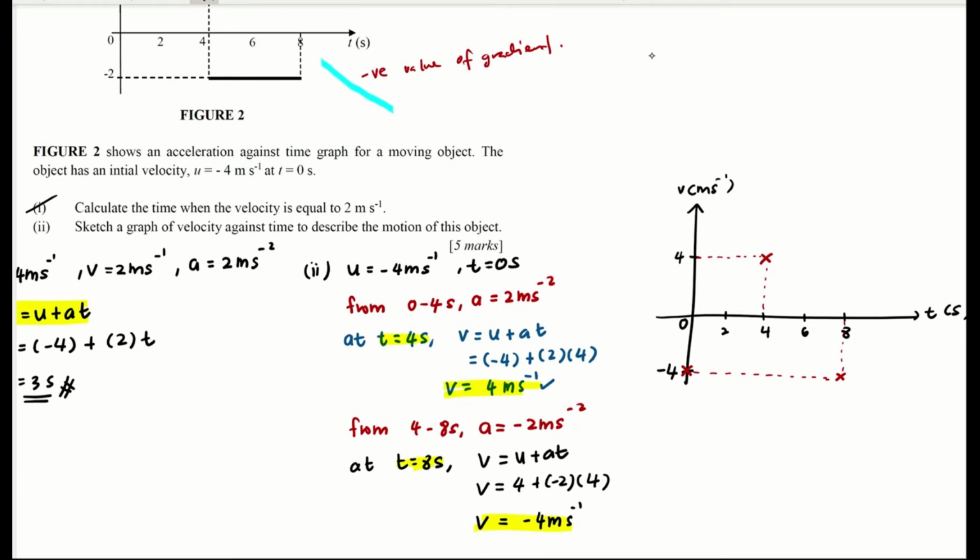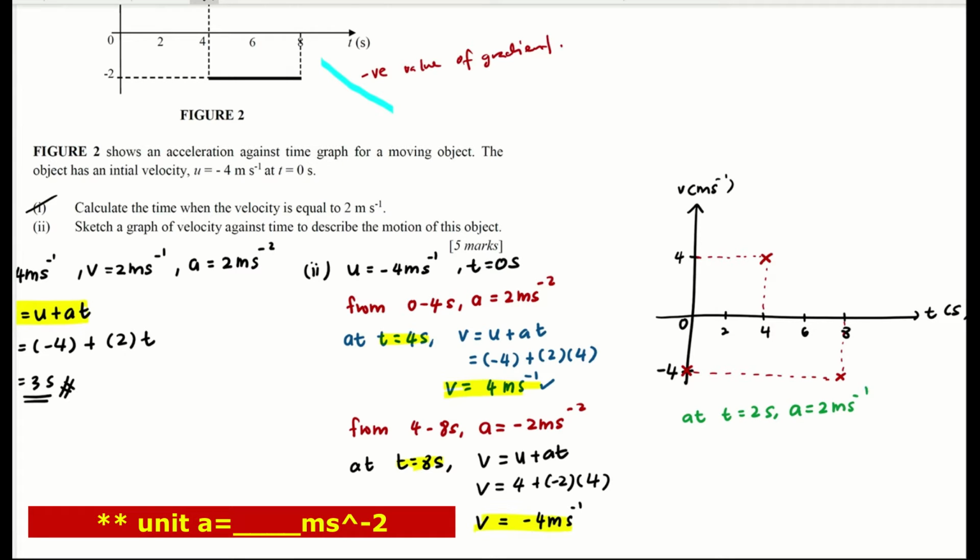Okay, if we want to calculate what the velocity is at 2 seconds, we can actually do that. At t equal to 2 seconds, if the acceleration is a constant 2 meters per second squared, we can calculate the velocity at 2 seconds. Same again, you can use v equal to u plus at. So u is equal to -4, plus a is 2 and the time is 2. So actually at t equal to 2 seconds, you will get v as 0 meters per second. Okay, at this position.